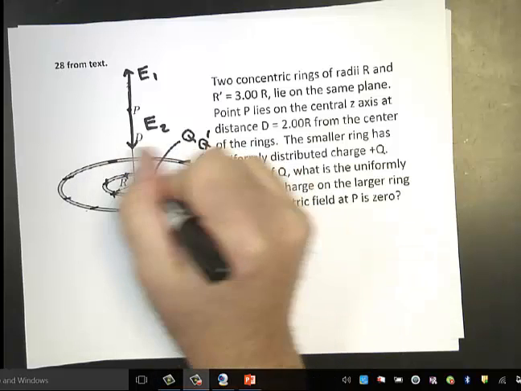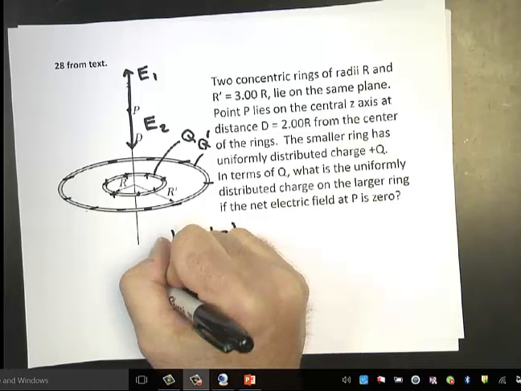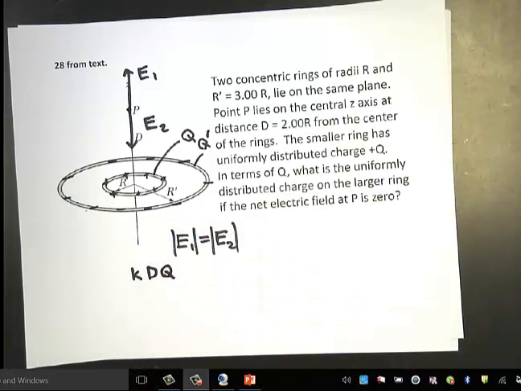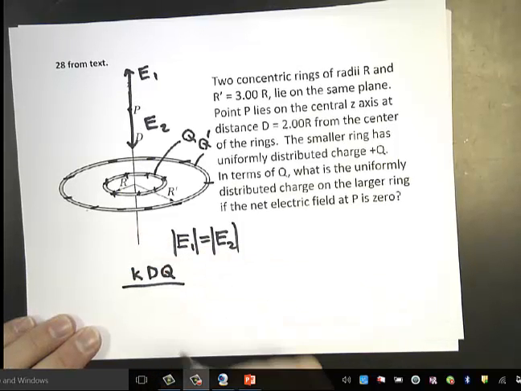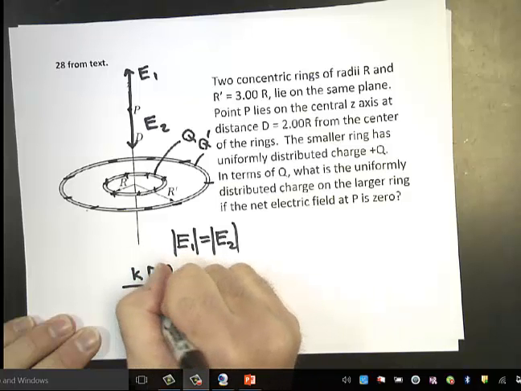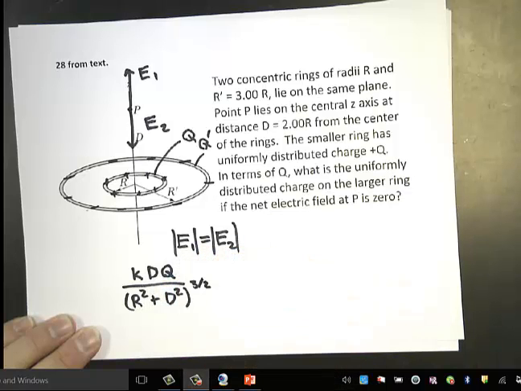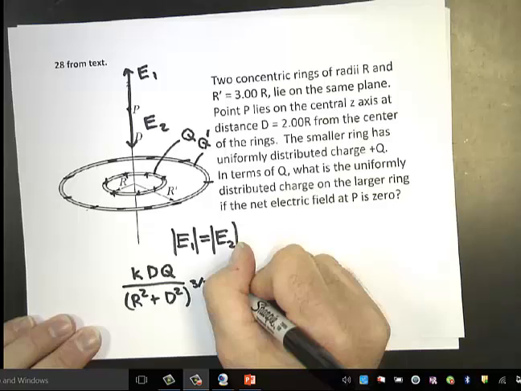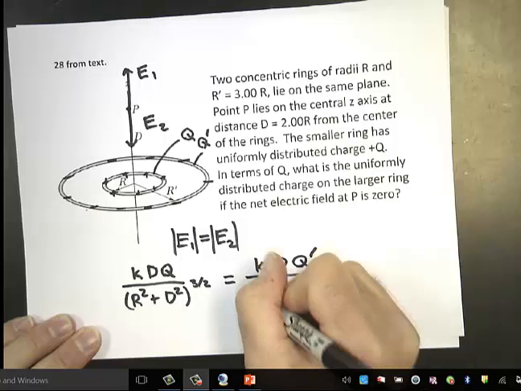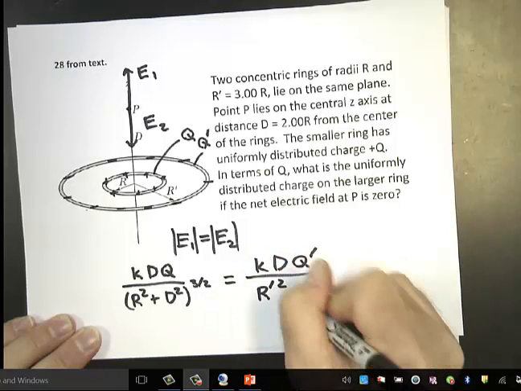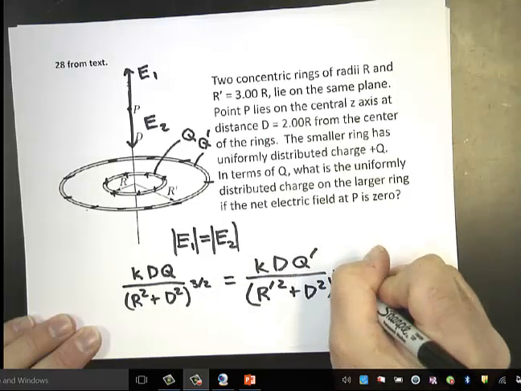The electric field due to the inner ring is K d Q over (R squared plus d squared) to the 3/2 power. We're using d instead of z because that's what we're doing. The other one is K d Q prime over (R prime squared plus d squared) to the 3/2 power.